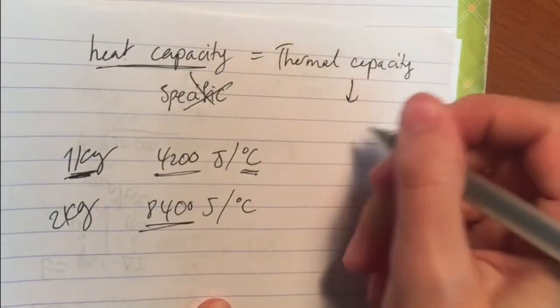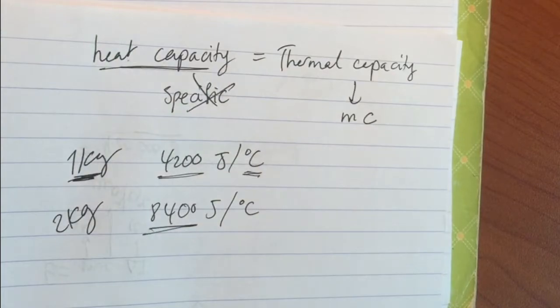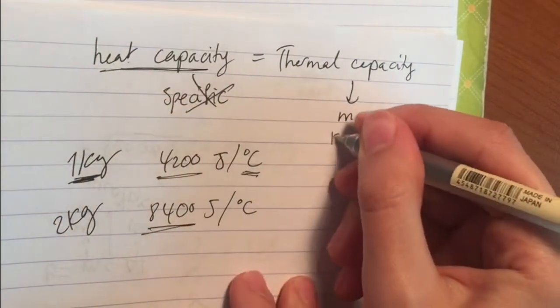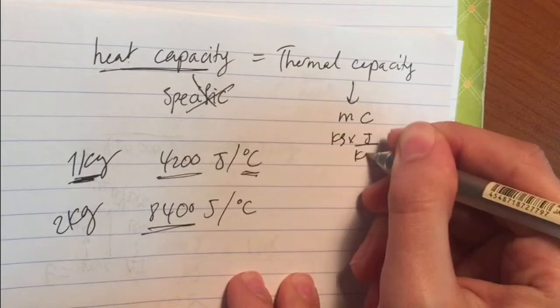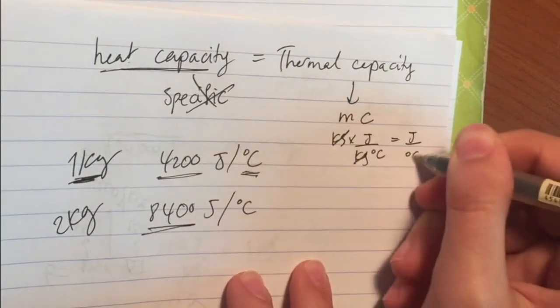Thermal capacity is equal to mc. So it's the mass times the specific heat capacity. So it's kilogram times joules per kilogram Celsius. The kilogram goes with the kilogram, so you end up with joules per Celsius.